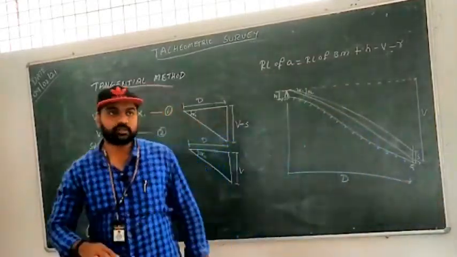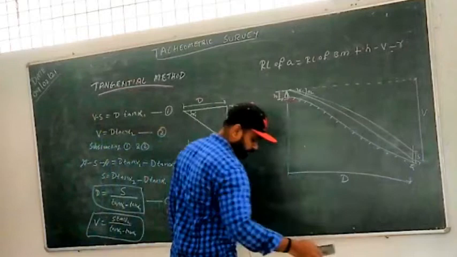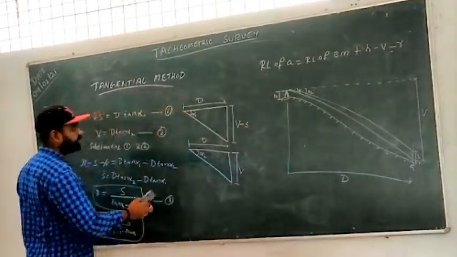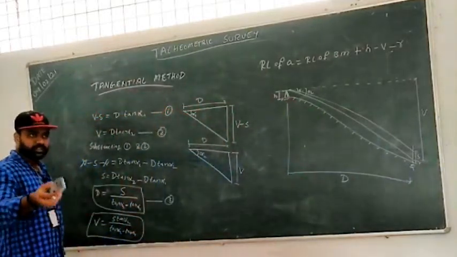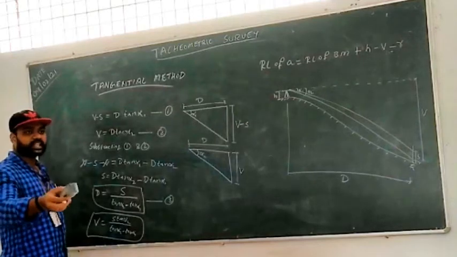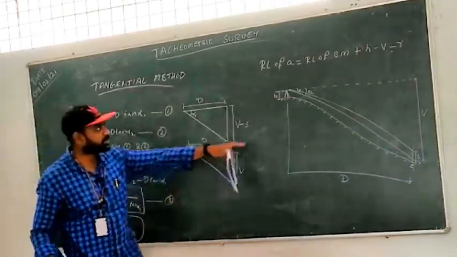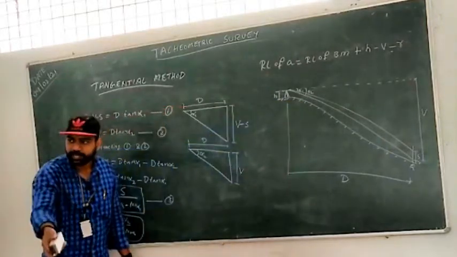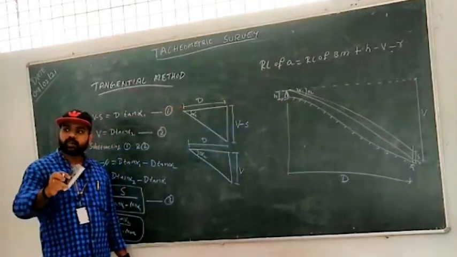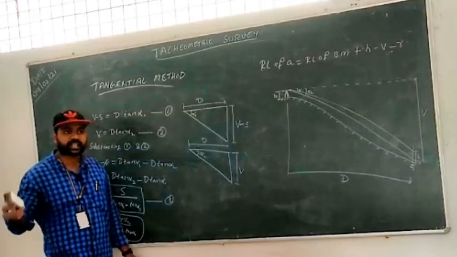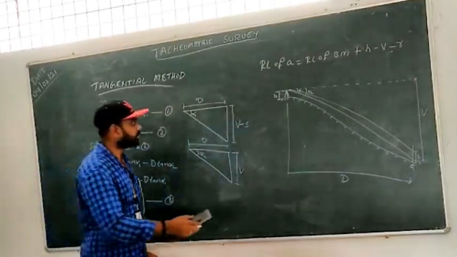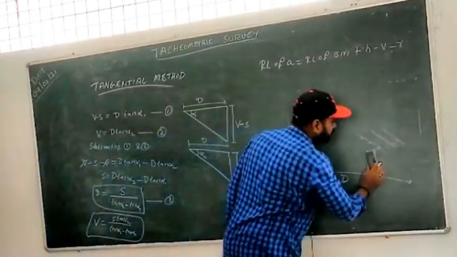Suppose you are going to have both elevation and depression, that is the third case. So this is the second case. The first case is when both angles are in elevation, and the second case is when both angles, alpha 1 and alpha 2, are in depression. In the third case, one angle is in elevation and the second angle is in depression. If that is your case, then what will be the equation? We'll see now.